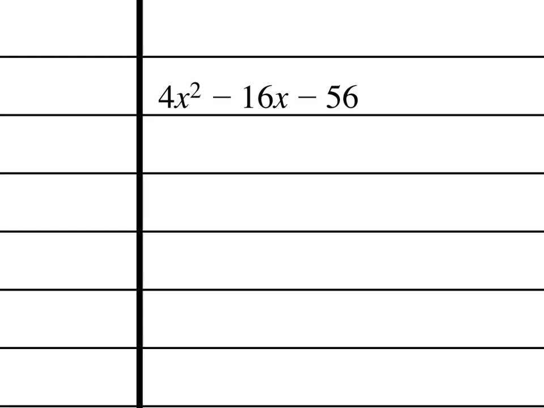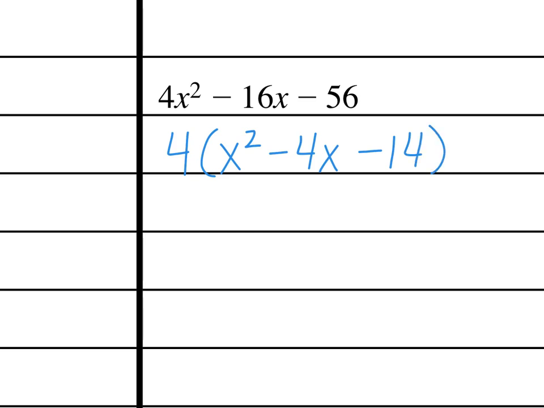Is it 2? No, they all divide by 2. What's actually the largest number they all divide by? 4. So factor out a 4. Because that's going to make your life a heck of a lot easier. If I factor out 4, then I have x squared minus 4x, and what's the last one? Thank you.